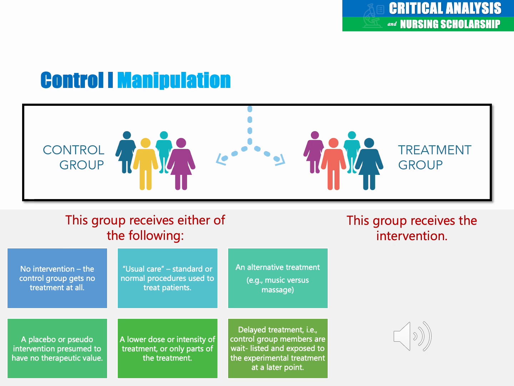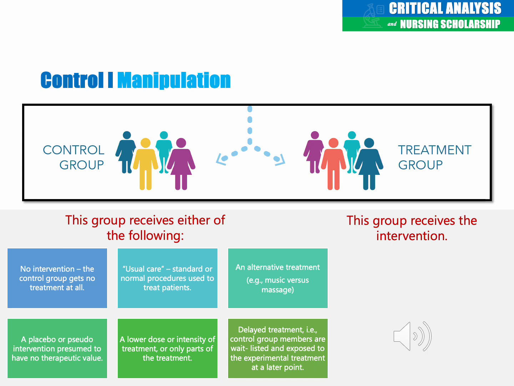The second element of a true experimental research design is control. Now, the control feature means including a group that does not receive the experimental treatment or receives an alternative standard treatment. This group serves as a baseline to compare against the experimental group. On the slides right now, you will see two groups, the control group and the treatment group.